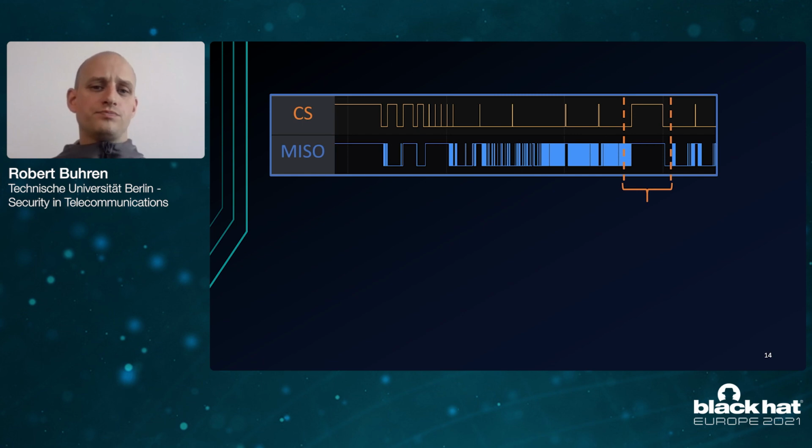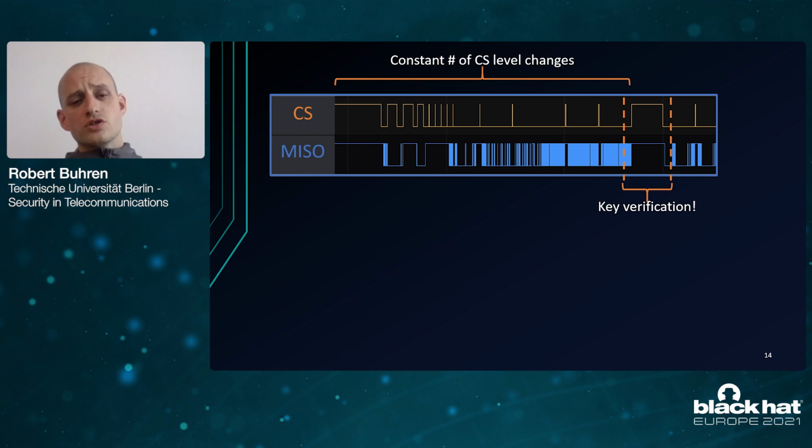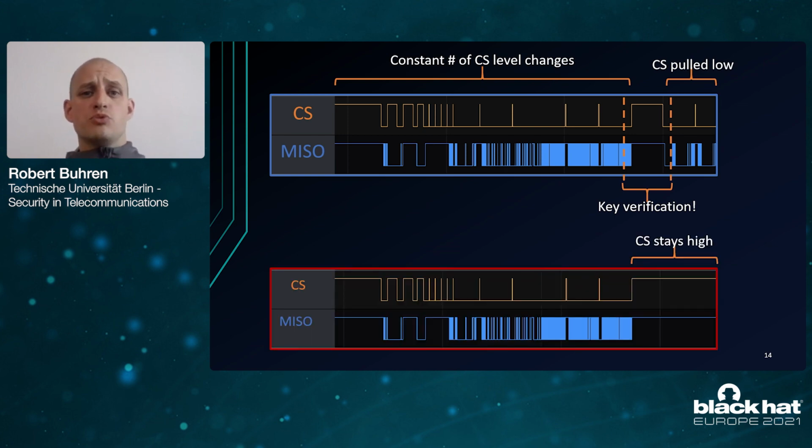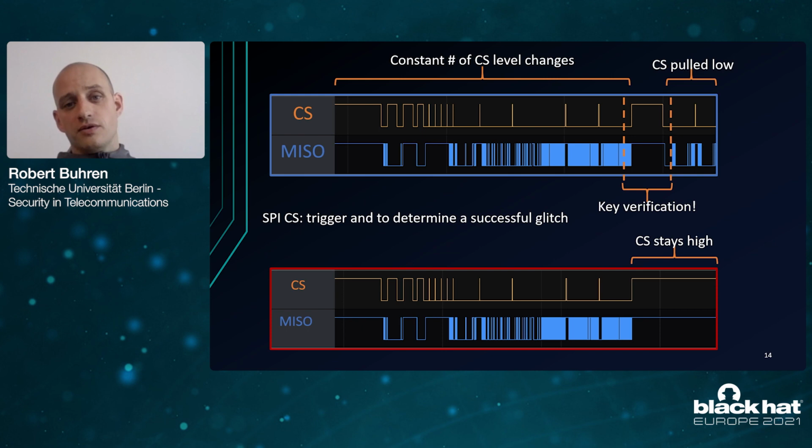point in time. From that, we concluded that during this window, what you see here, the AMD public key is verified. And also what we saw is that the number of chip select level changes before this window is constant. And afterwards, the chip select line is always pulled low unless the verification of that key failed. In that case, it will stay high.